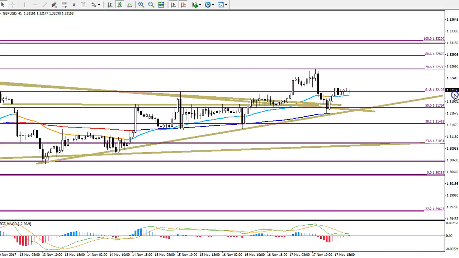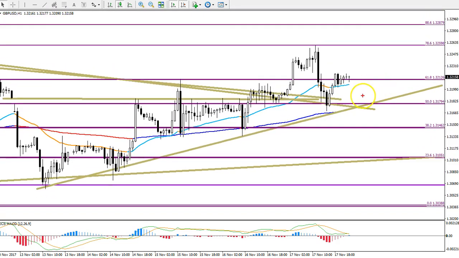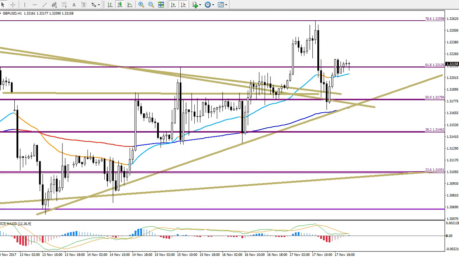What I see is a range. So basically, there could be, and we're in the middle of the range, so it's tricky. There could be a bounce to the top if it stays above the support line, or a break to the bottom, basically. But not an easy trade to take. So that's my view on the pound dollar.